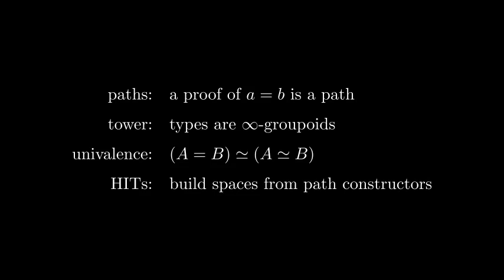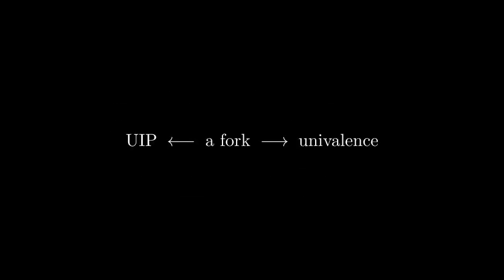So here's the whole turn. Refuse UIP, and a proof of equality becomes a path. Paths between paths pile up into a tower. Every type becomes a space. Univalence makes equivalence the same as equality, and higher inductive types let you draw the spaces you want.